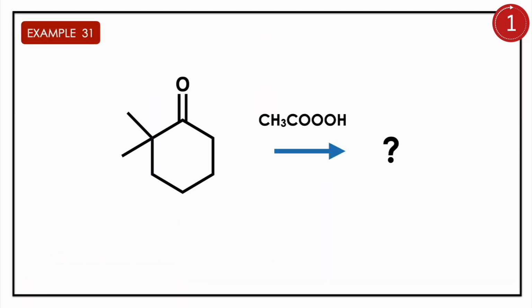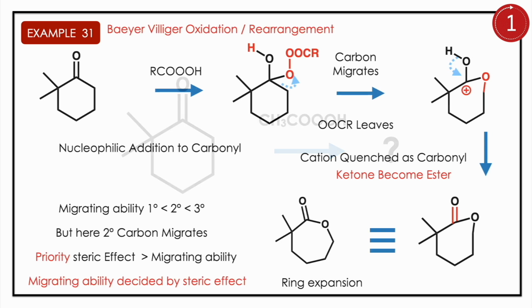Then the next example. Here you have cyclohexanone. In the second position you have a dimethyl group. You are using the peracid. You should find what will be the final product. The starting material has a carbonyl. You are using the peracid. So Baeyer Villiger oxidation. The first step will be the usual one. Nucleophilic addition on the carbonyl creates a new CO bond. The addition leads to an unstable carbon because the carbon is attached to many heteroatoms. So one carbon should migrate.